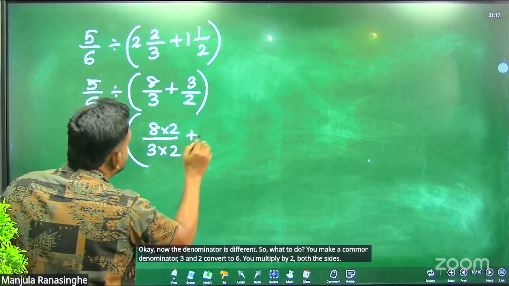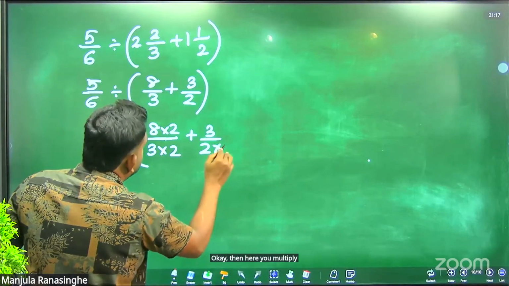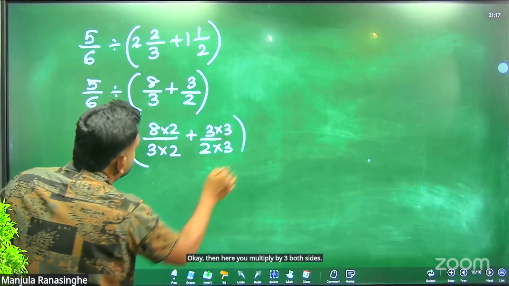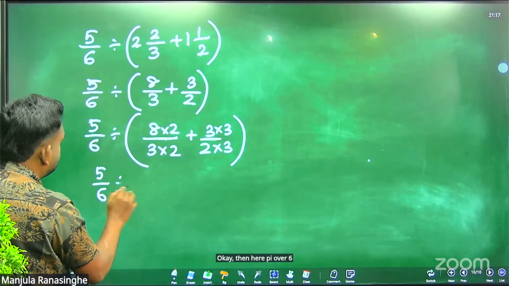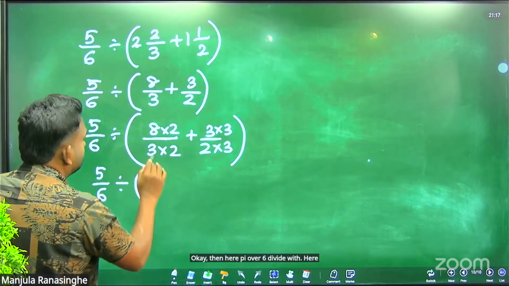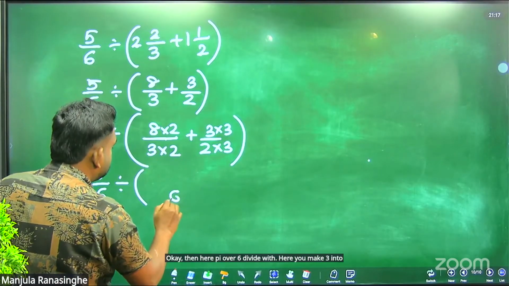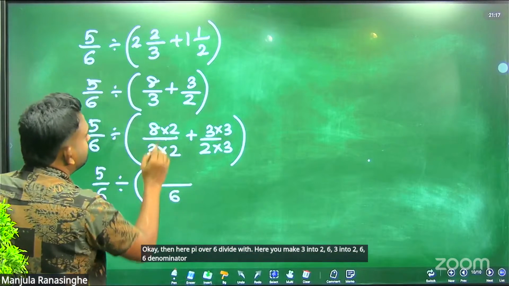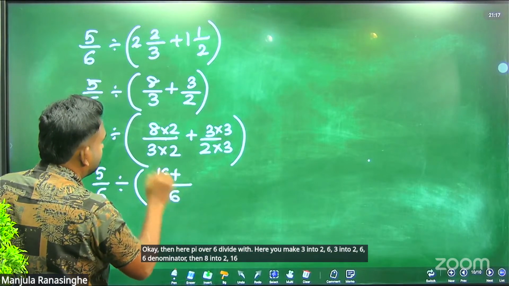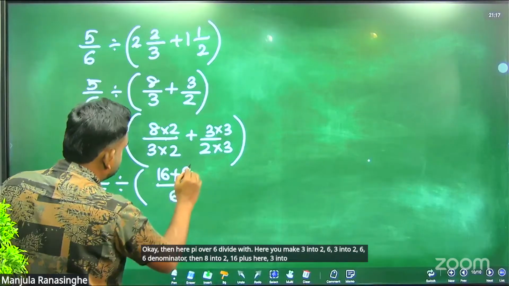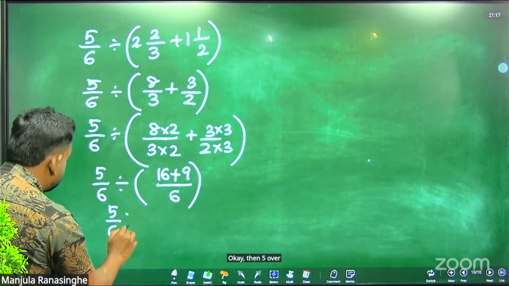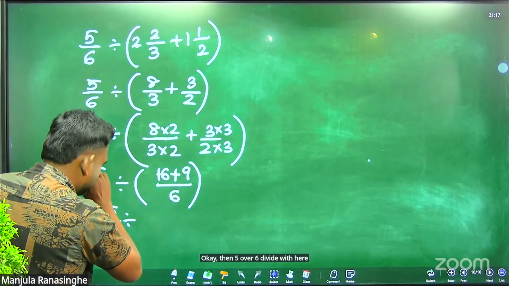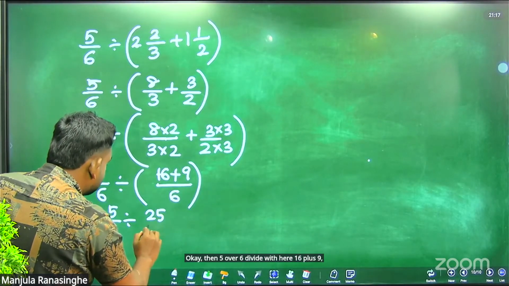Okay, then here you multiply by 3 on both sides. Then 5 over 6 divided by, here you make 3 into 2, 6, 3 into 2, 6 denominator. Then 8 into 2, 16, plus here 3 into 3, 9. Okay, then 5 over 6 divided by, here 16 plus 9, 25 over 6.